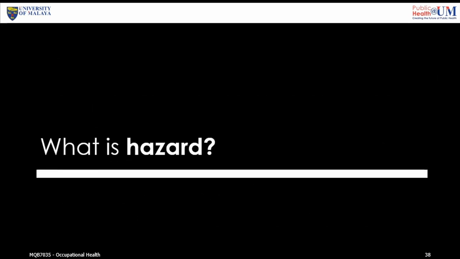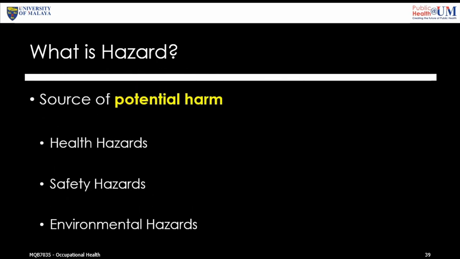So what is a hazard? A hazard is basically anything that can cause harm, all right? Anything with the potential to cause harm is called a hazard. A hazard is a source of potential harm. So it can be a health hazard, which means it can cause harm leading to deterioration of your health. Sugar is a hazard, is it?